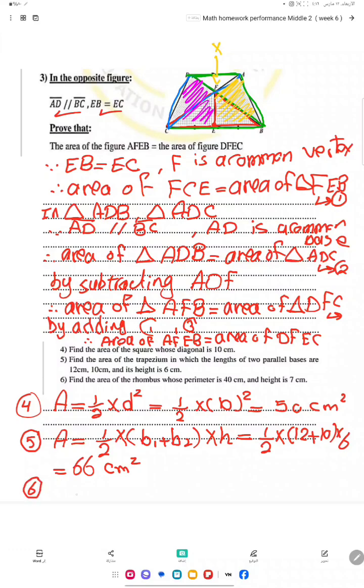The last question: the area of a rhombus whose perimeter is 40 centimeter and its height equals 7. We know the area of the rhombus equals base length times the height. So we have to get the base length, but we have the perimeter. As we know, the perimeter of a rhombus equals the side length times 4, because the 4 sides in the rhombus are equal. So let's get the side length: perimeter divided by 4. So 40 divided by 4 equals 10 centimeter. And then to get the area, equals base length times height. So 10 times 7 equals 70 centimeter squared.